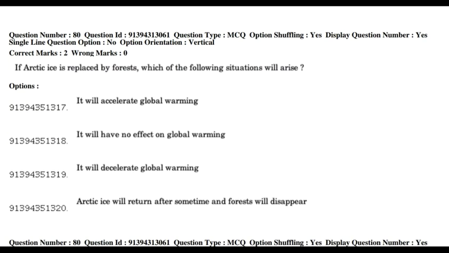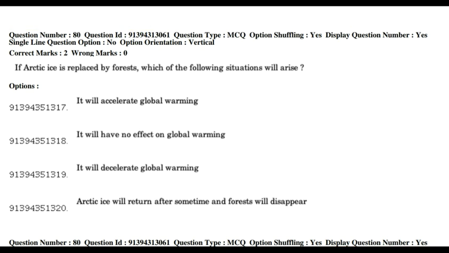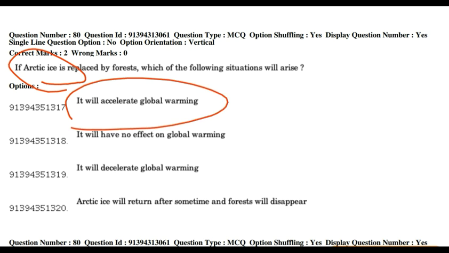Next, if Arctic ice is replaced by forest, which of the following situations will arise? If Arctic ice is replaced by forest, then it will accelerate global warming. Global warming will be accelerated because Arctic ice is replaced by forest.